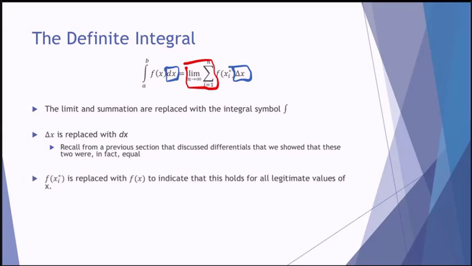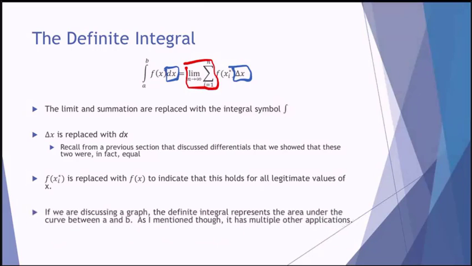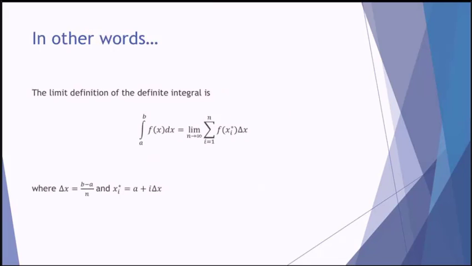And then instead of saying f of x sub I star, we're replacing it with f of x to indicate that this holds for all legitimate values of x. If we're discussing graphs, the definite integral represents the area under the curve between A and B. As I did mention, though, this has many other applications, which is why we're taking the time to discuss it. So there's a lot of notation and a lot of definitions flying around, but the basic takeaway from this is your limit definition of a definite integral.